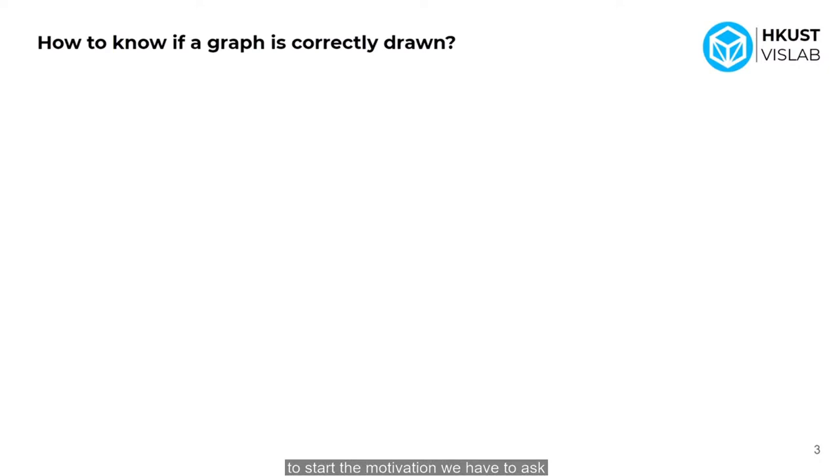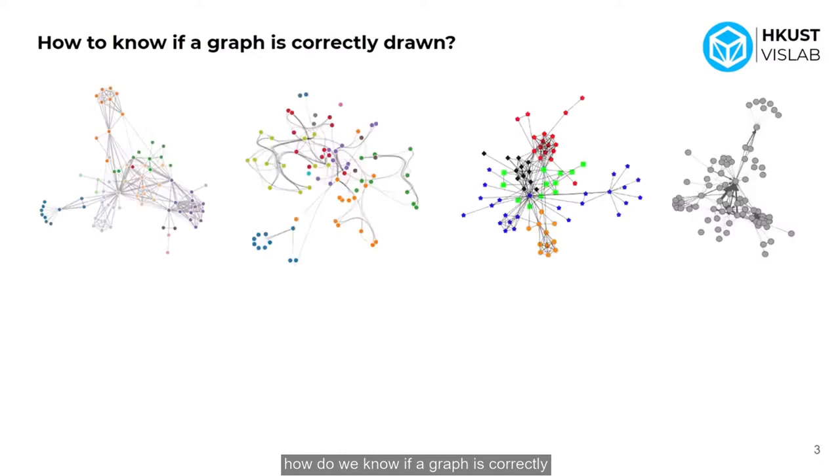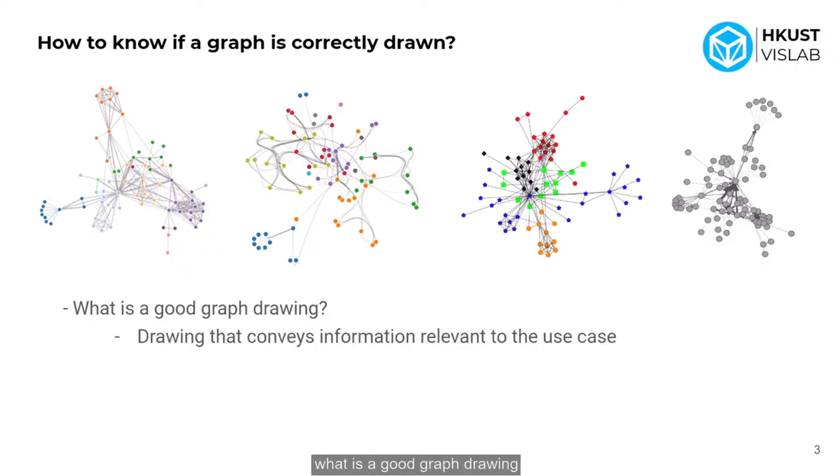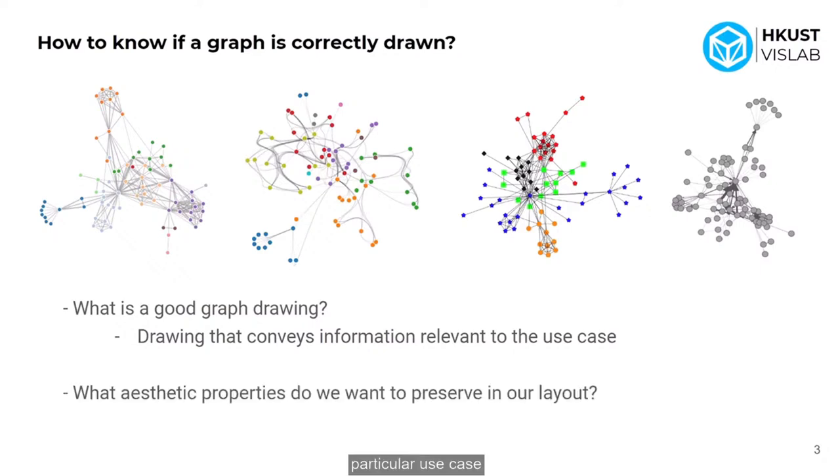To start the motivation, we have to ask the question, how do we know if a graph is correctly drawn? In this example, you can see the exact same underlying data drawn in four different ways, each way minimizing and maximizing various graph properties. And so we ask the question, what is a good graph drawing? Well, it is a drawing that conveys the correct information that is relevant to the particular use case.